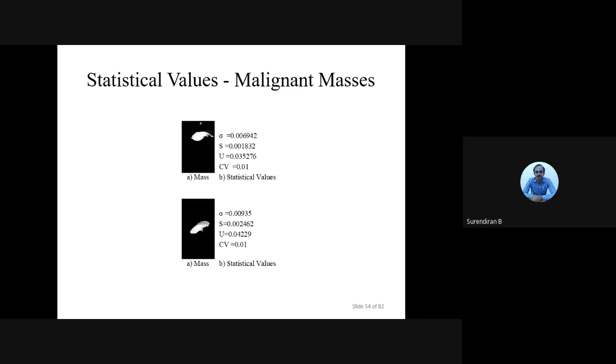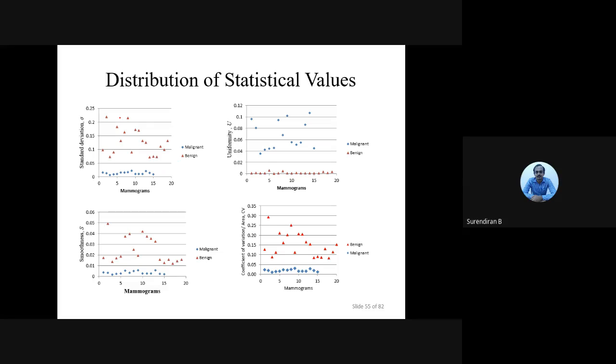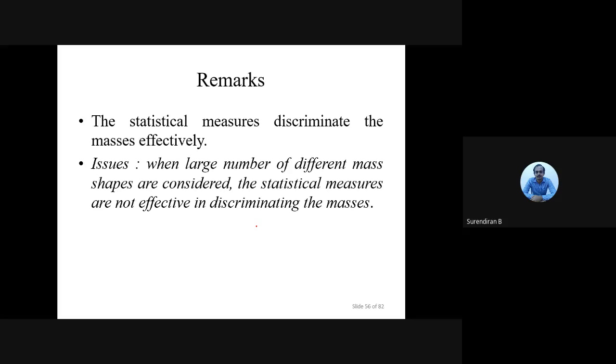These are some of the mass regions extracted and their statistical feature values. Here we classified the mammograms into benign and malignant, and you can see it is able to differentiate both the colors. For each and every feature, we are able to discriminate both types, benign and malignant, for 40 images.